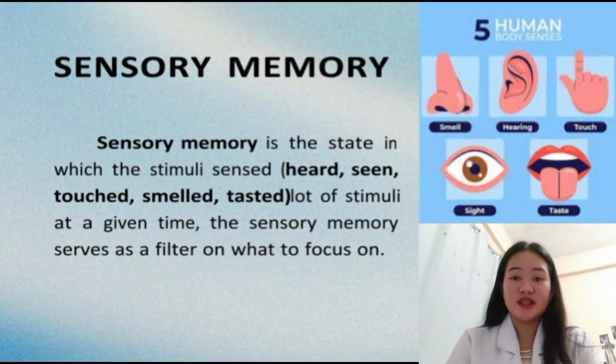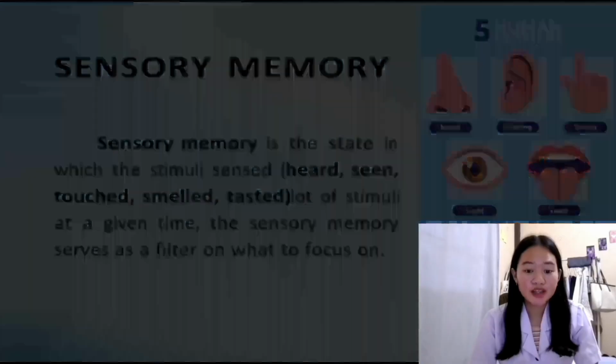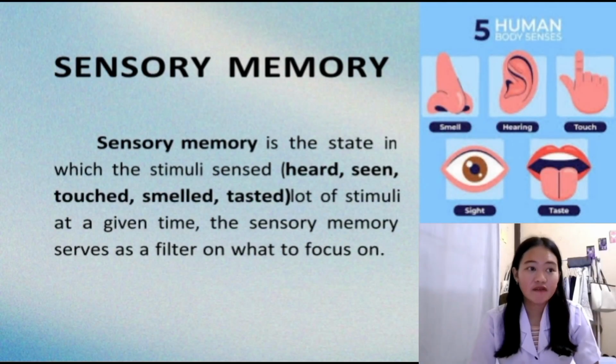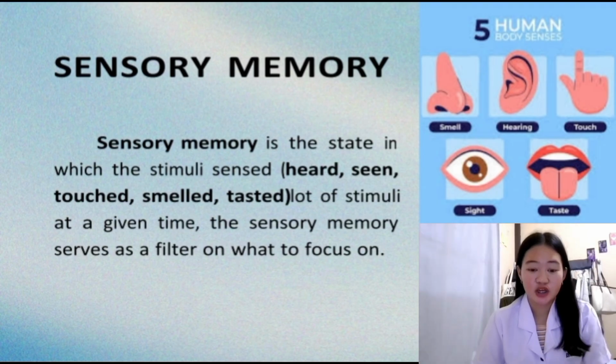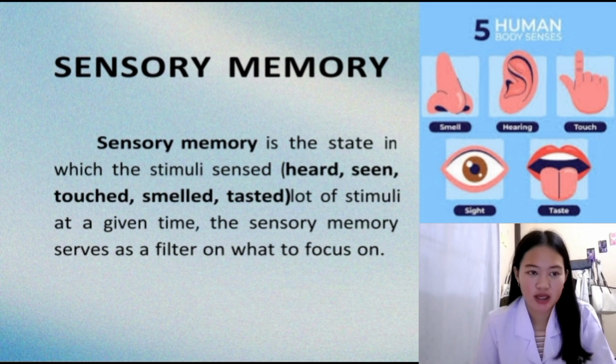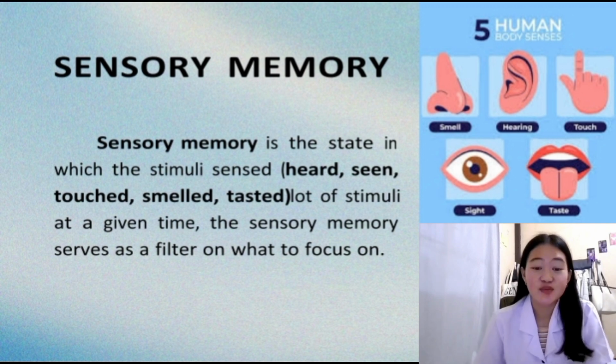Sensory memory is the stage in which the stimuli we sense, heard, seen, touched, smelled, tasted, come in. There is a lot of stimuli at a given time. The sensory memory serves as a filter on what to focus on. Imagine our brain like a camera. Every second, it takes so many pictures of what we see, hear, smell, touch, and taste. This is called sensory memory. But here's the thing. This memory only lasts for a second.